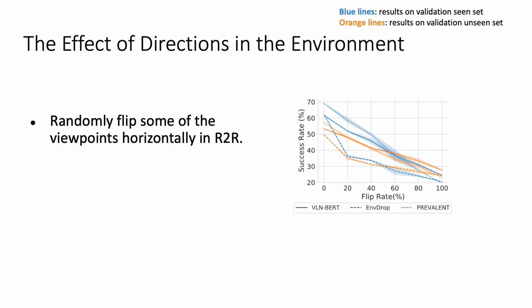So to study the effect of directions in the environment, we randomly flip some of the viewpoints horizontally. Thus, the objects' relative positions at the flipped viewpoints will be reversed. Presumably, if the agent can follow the instruction and find the corresponding direction to approach, the swapped viewpoints will misguide the agent in the opposite direction and lower the navigation success rate. As shown in this figure, with more and more viewpoints being swapped from left to right, the success rate declines for all 3 agents. This actually verifies our previous finding that indoor agents are able to understand directions in the instruction.